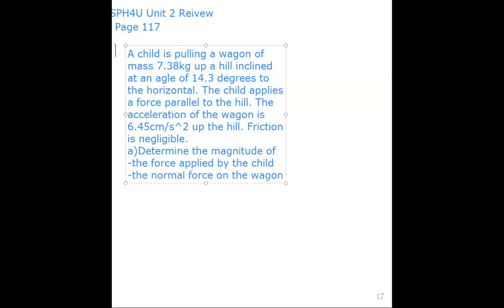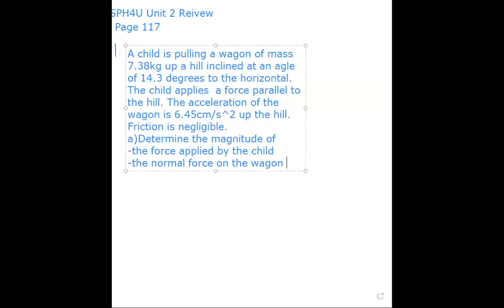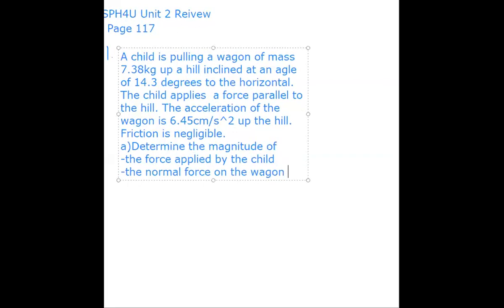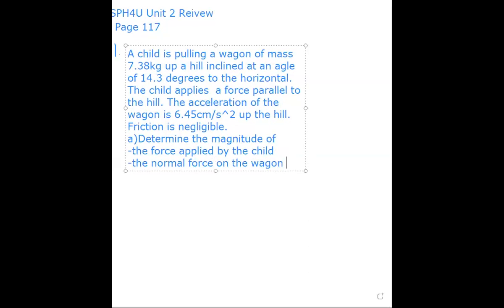Question one says a child is pulling a wagon of mass 7.38 kilograms up an inclined hill at an angle of 14.3 degrees to the horizontal. The child applies a force parallel to the hill. The acceleration of the wagon is 6.45 centimeters per second squared. They're asking what is the magnitude of force applied by the child and the normal force on the wagon. I think it's always best to start with a free body diagram.